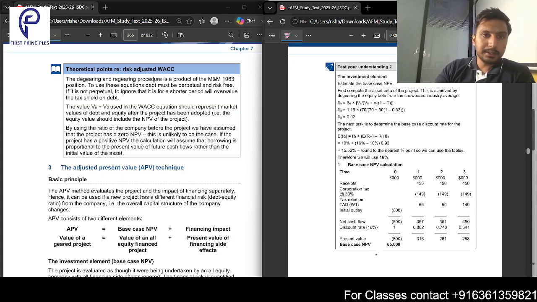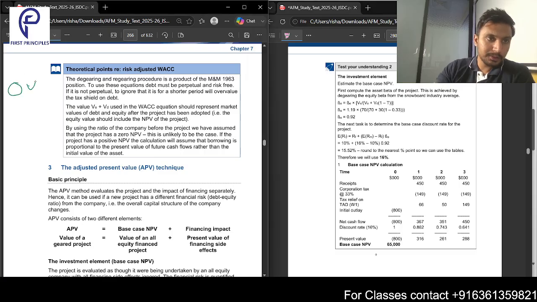The de-gearing and re-gearing procedure is a product of the theory. To use these equations, debt must be perpetual and risk-free. So here we are assuming it to be perpetual, and this is what is creating the first issue. If it is not perpetual, to ignore it for a shorter period will overvalue the tax shield. So you see, it is overvaluing our tax shield. This is the first limitation.